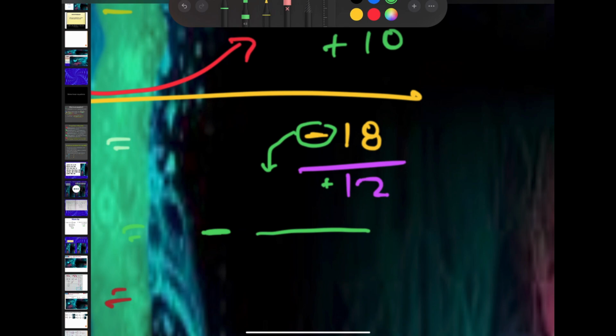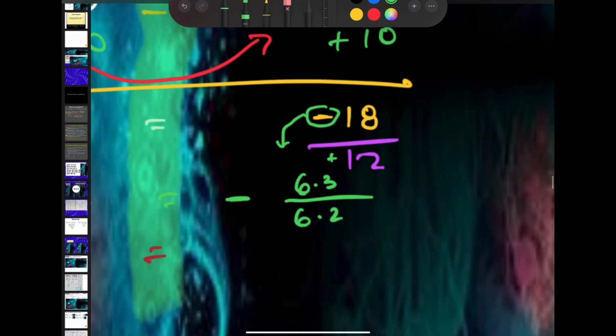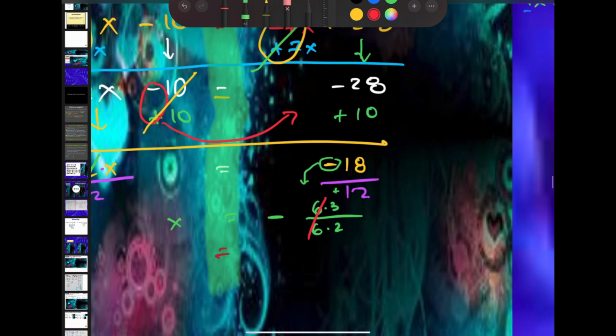Class, what are the factors of 18? Numbers that multiply to be 18. 1 and 18, 2 and 9, and 6 and 3. What are the factors of 12? Oops. 6 and 2, or 3 and 4. But I chose 6, so I can do this. I'm reducing the fraction. So my answer is x equals negative 3/2.